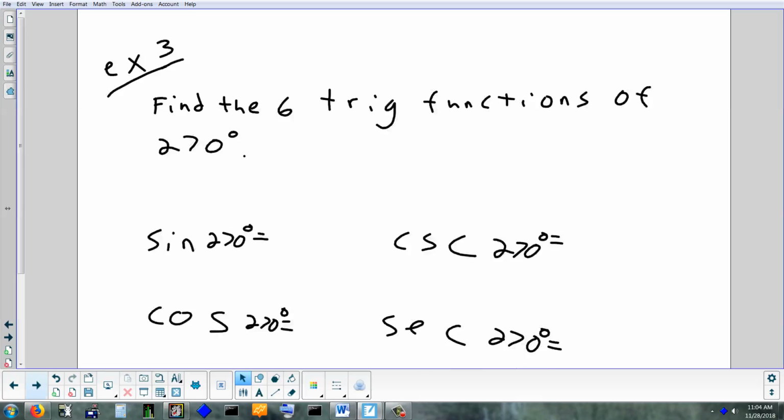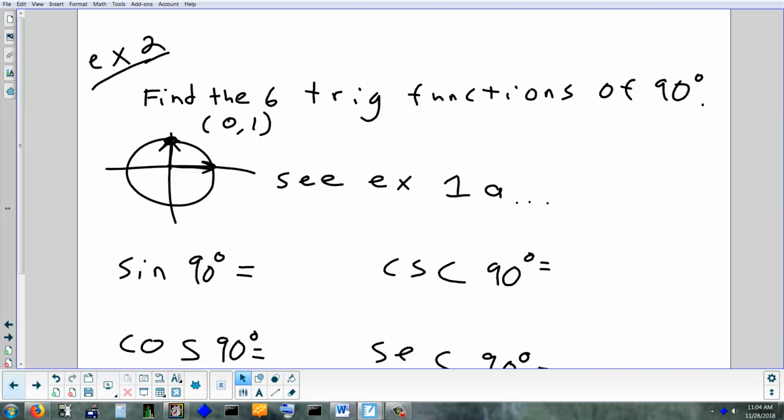Okay. Let's look at this one. The 6 trig functions of 270. Same idea, Chris. What do I have to find first? I'm not sure. I'm a little confused as to how you got to your 1 and 90. All right. Can someone explain how we got the 0, 1? Where does that come from?